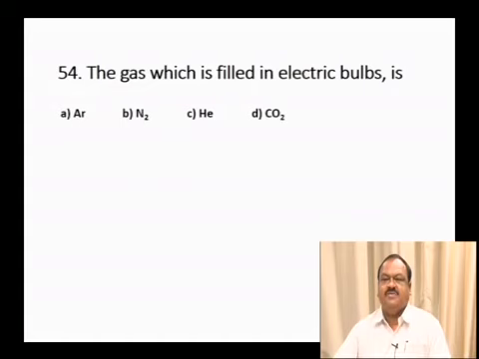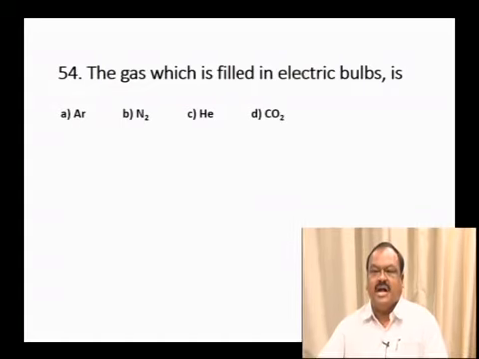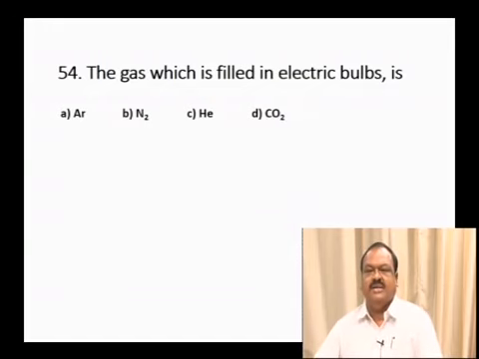The gas which is filled in electrical bulbs is argon, nitrogen, helium, or carbon dioxide. Which gas is filled in electrical bulbs? Argon, which produces an orange color when electricity is passed into it. So argon will be filled in the electrical bulbs. So the answer is A.